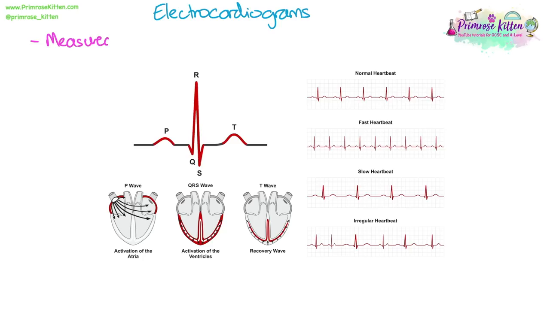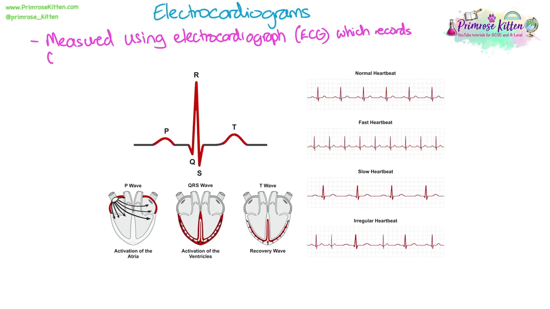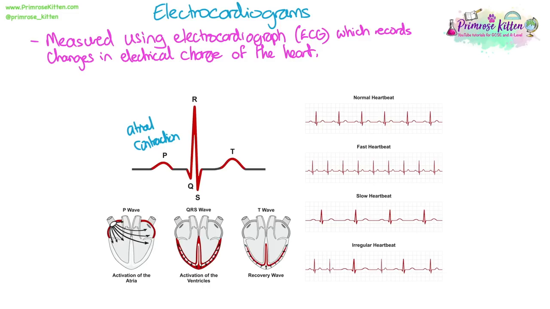Electrocardiograms. Electrocardiograms can be measured using an electrocardiograph. This is sometimes known as an ECG, and it records the changes in electrical activity in the heart. The trace of these electrical activities always looks the same and follows the same pattern. There is a P wave, which represents the atrial contraction. There is a QRS wave, which represents the ventricle contraction. And there is a T wave, which represents the relaxation of the heart.